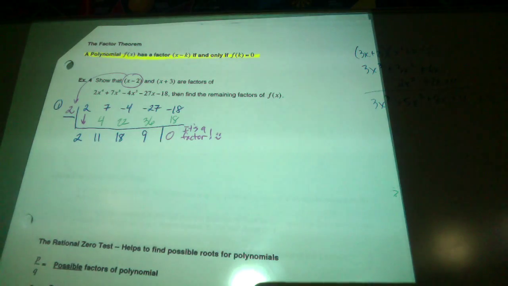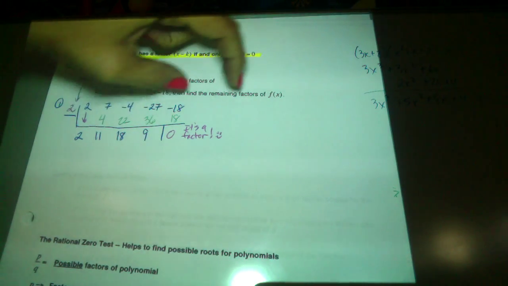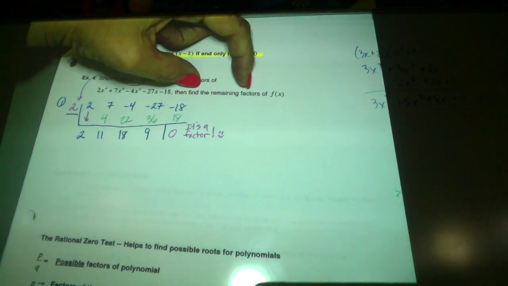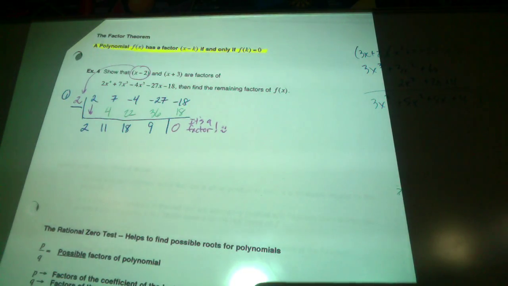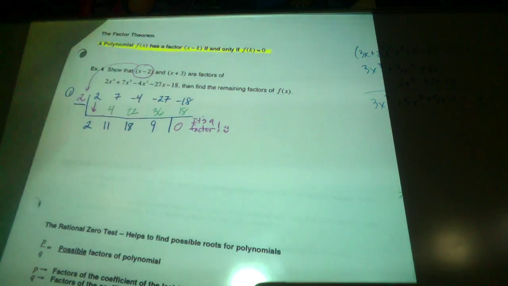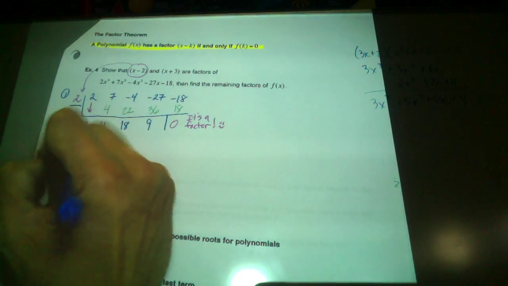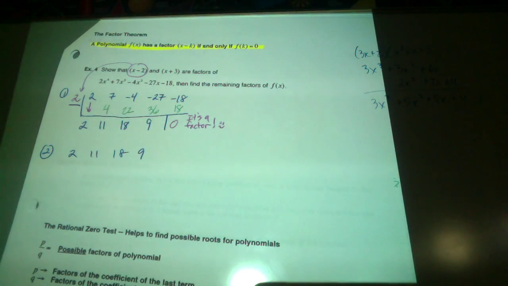Then, when you test x plus 3, test it now with these numbers, because notice that the rest of the question says, then find the remaining factors. I mean, you could test x plus 3 using the original numbers, and you should still get a 0, but the problem is, if you're finding the remaining factors, you have to keep using synthetic division, like repetitive division, over and over again until you pare it down to a quadratic. So we're going to start with the x plus 3. So in step 2, I will be using the 2, the 11, the 18, and the 9. Otherwise, you're not going to pare it down to a quadratic, and you won't be able to find the other factors.